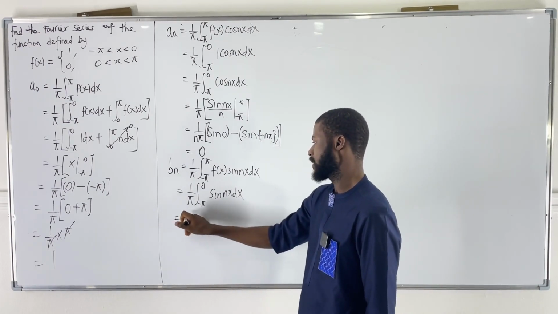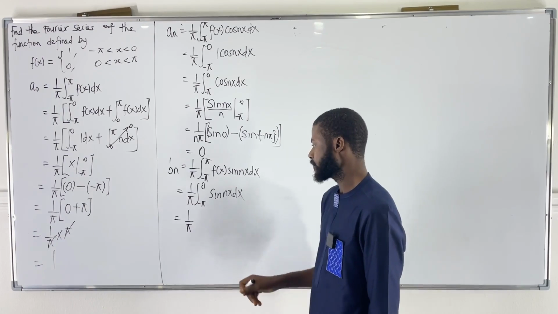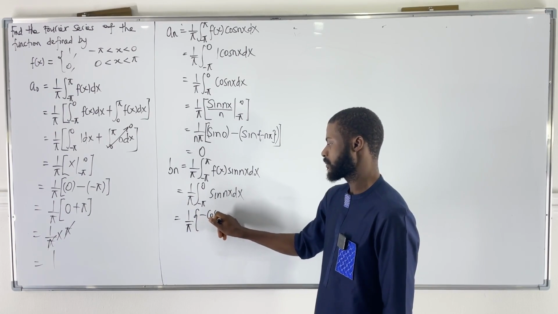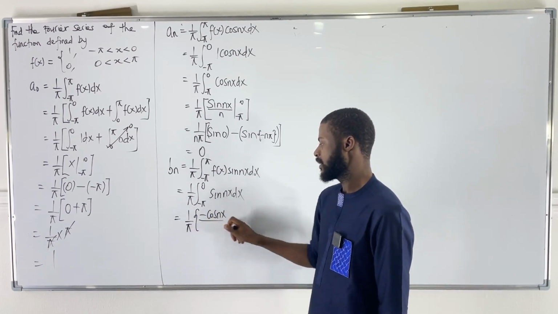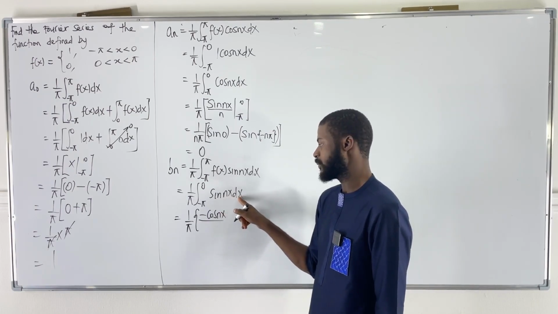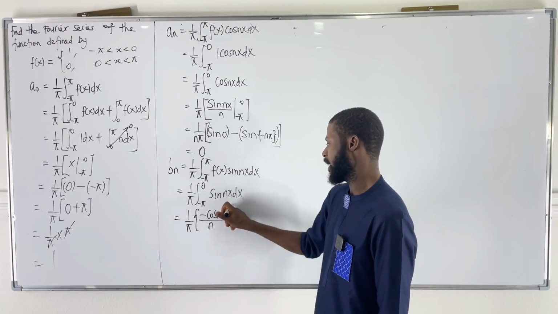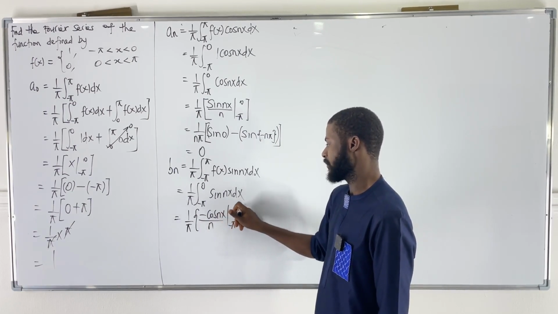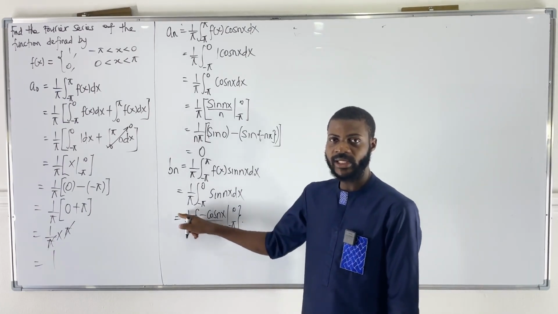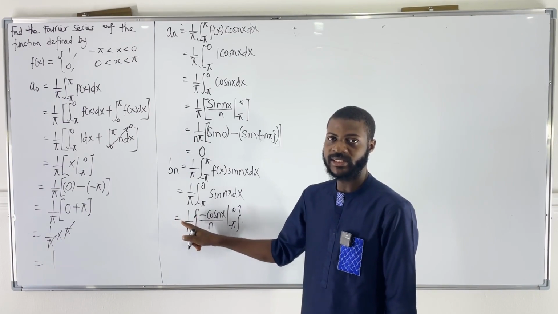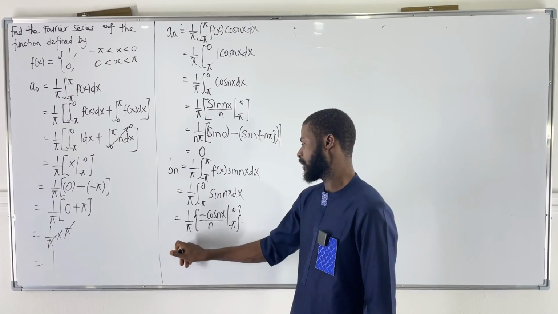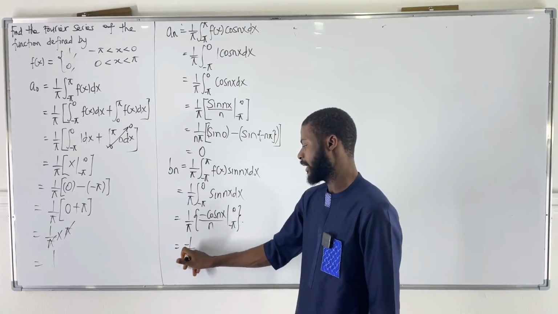Now the next is to say this is 1 over pi. Then if you integrate sine, you will get minus cos. So this is minus cos nx divided by n, because when you differentiate nx with respect to x, you will get n. So you have to divide by that very n. And this is from minus pi to 0. Now this minus is a constant, so bring out the minus. The n is also a constant, so you bring out the n. So this will be minus 1 over n pi.